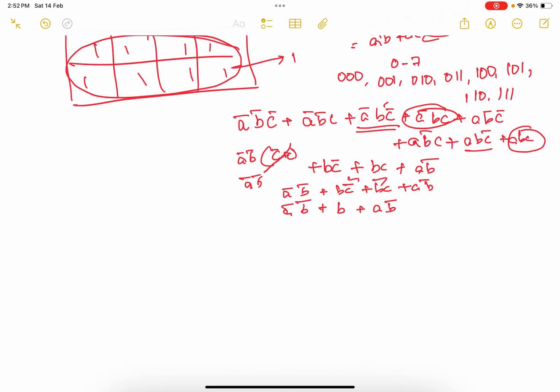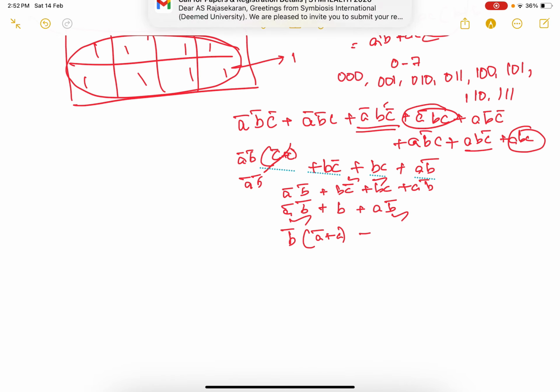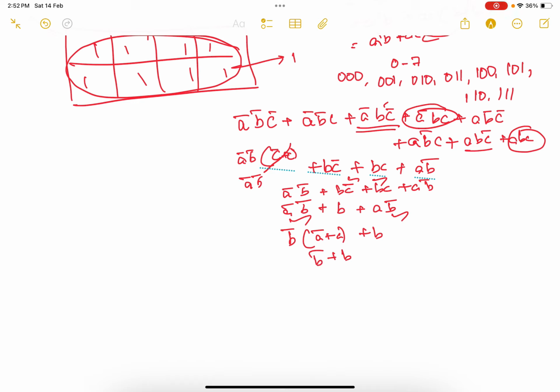Once again, which term will you take common here? If you take B bar, the first and last terms, you will get A bar plus A, plus B. So once again you will get B bar plus B, which is nothing but 1. So the final answer will be 1.